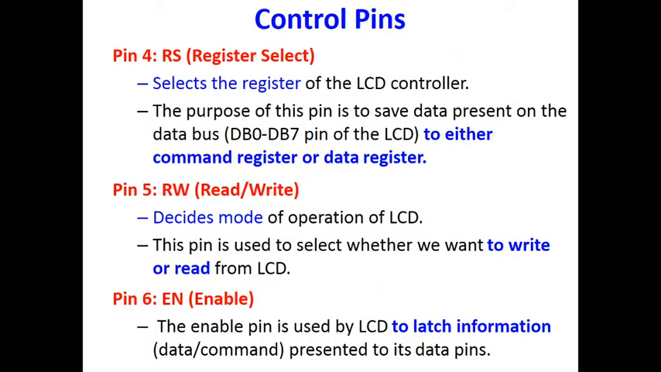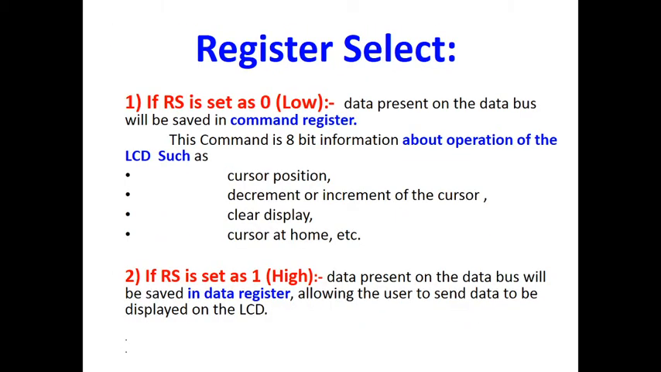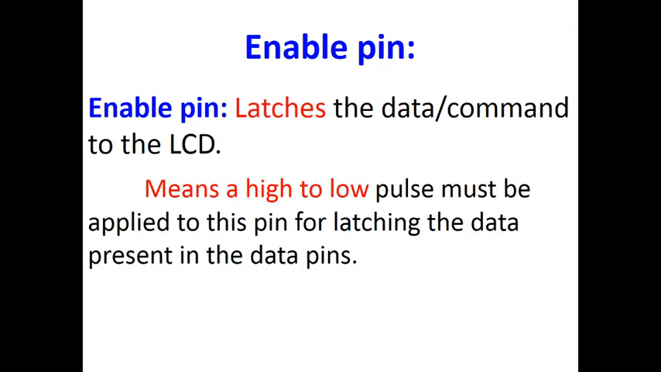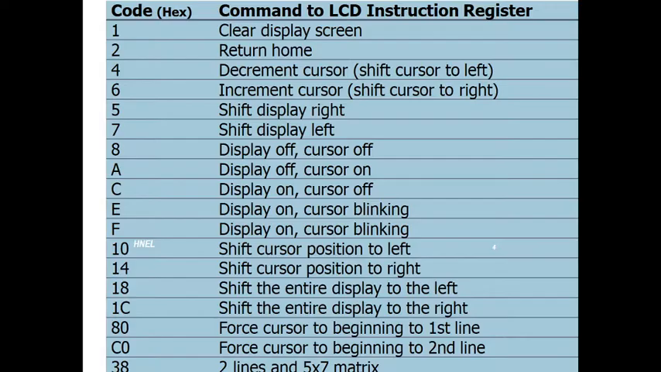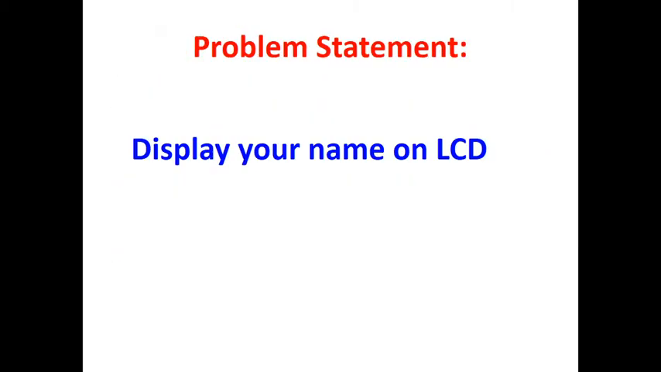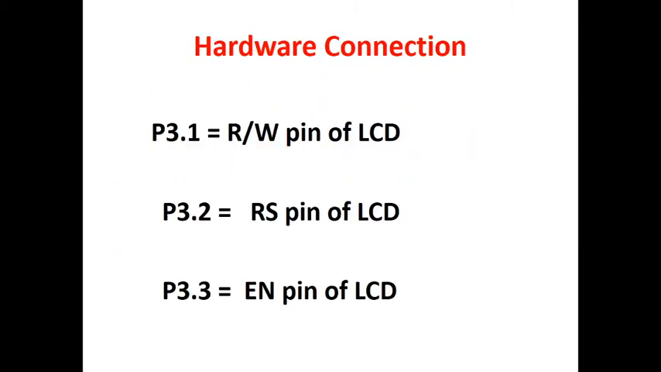Okay, we discussed the pin diagram, pin configuration, then registers, the role of handshaking pins, then hardware connections, then the list of practicals. Now, as per my problem statement, I want to display my name on the LCD screen, and for that I'm declaring the hardware connection. RW is connected to P3.1, RS to P3.2 and enable pin to P3.3. Means I am utilizing port 3, pin 1 for RW, pin 2 for RS and pin 3 for enable as per my hardware configuration.